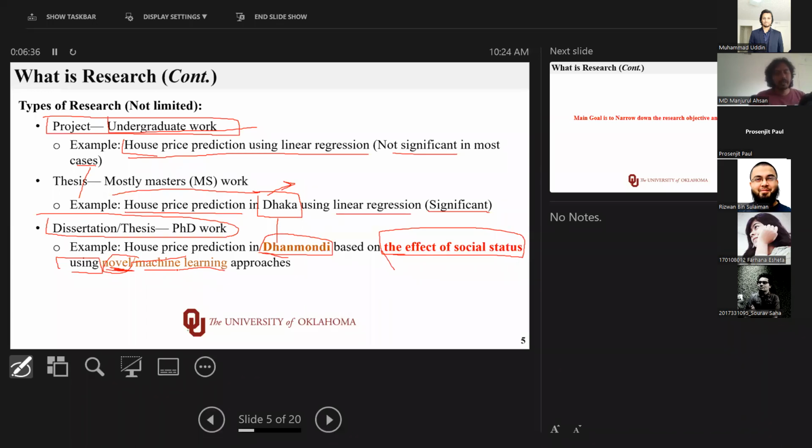So you can see that the topic is similar, but when it's going through one by one step, it becomes totally different, and the expectation and demand becomes totally different. Because when you are talking about higher study, then your research also demands higher quality.